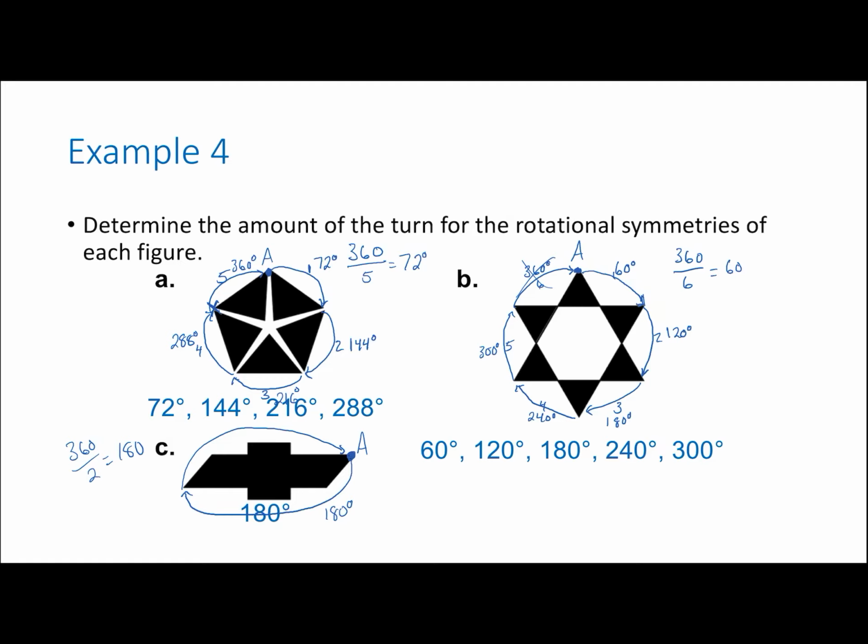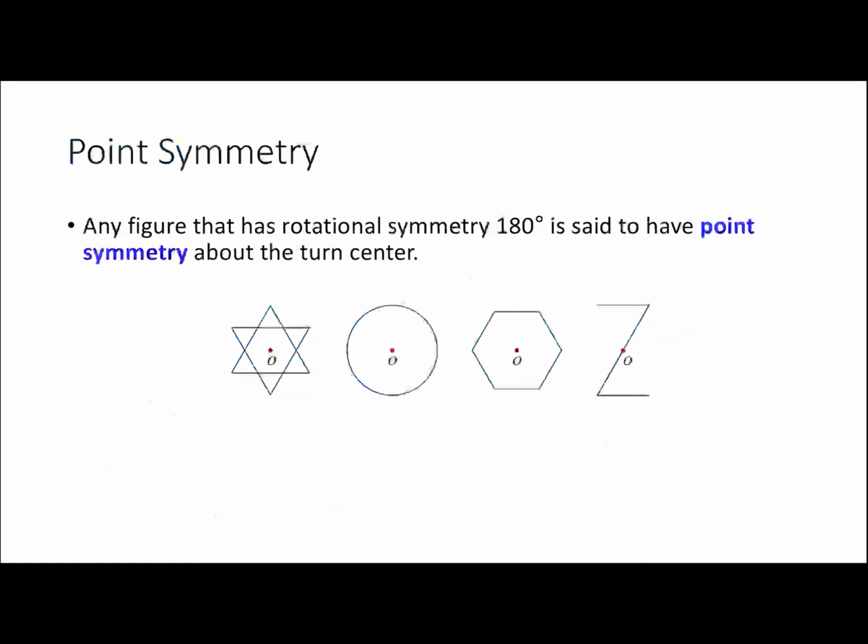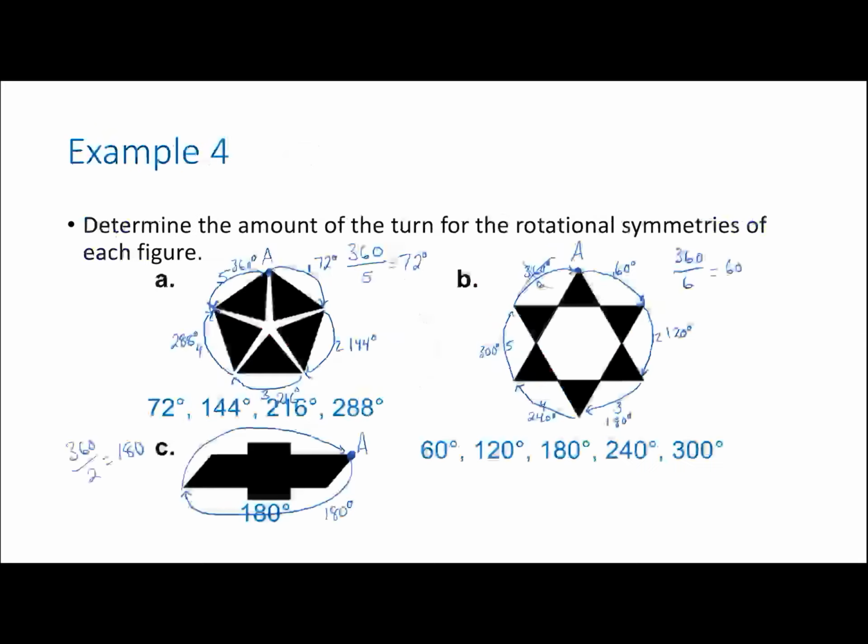Again, if you have questions about that, please let me know. So, if a figure can be rotated 180 degrees and have rotational symmetry, then it is considered to have what we call point symmetry, or point symmetry around that turn center.